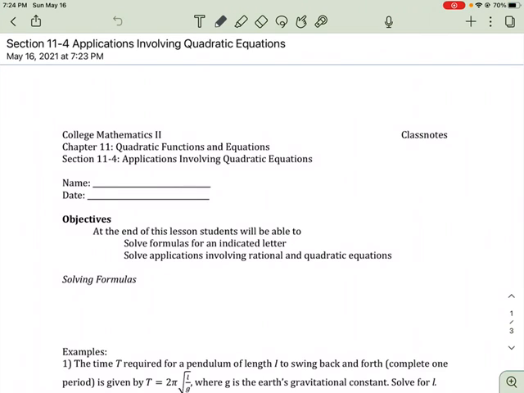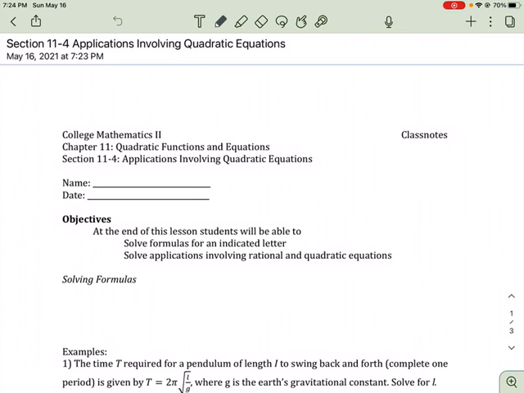Hi everyone. So today we're going to work on applications involving quadratic equations. Not every problem that we're going to do is going to be solving a quadratic. Some of it may be creating a quadratic. Some we might be using properties where we square root both sides, where we solve by square roots, solve by quadratic formula, things like that.